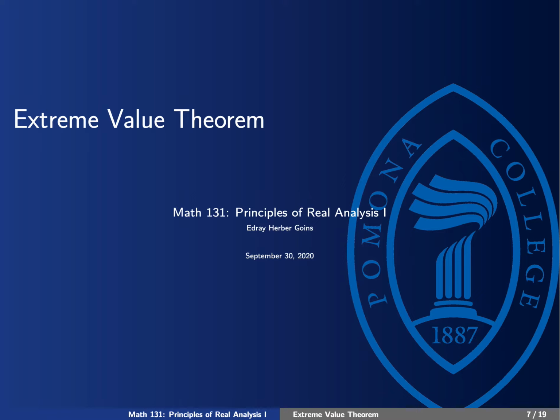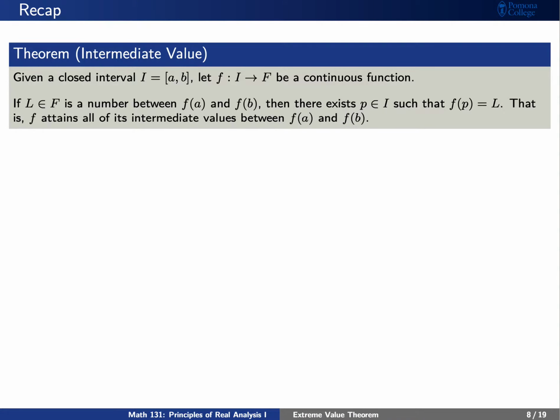We're going to talk about the extreme value theorem, more generally, more properties of continuous functions. Let's first recap the three main theorems that we discussed last time. Let's say that f is a continuous function on a closed interval I from a to b.